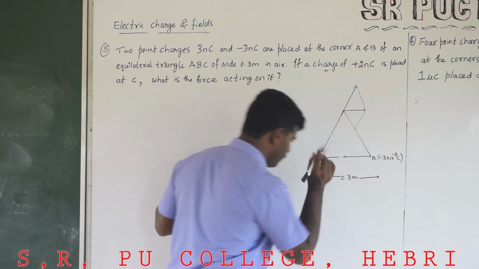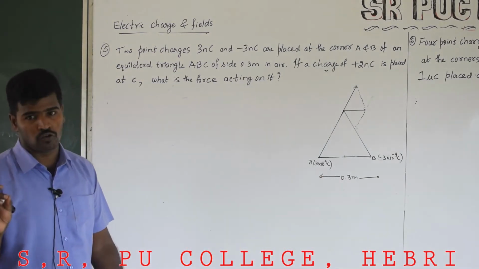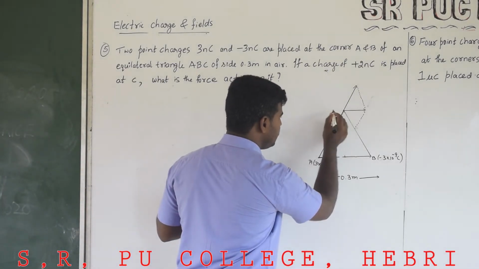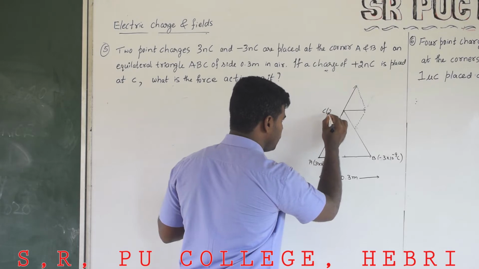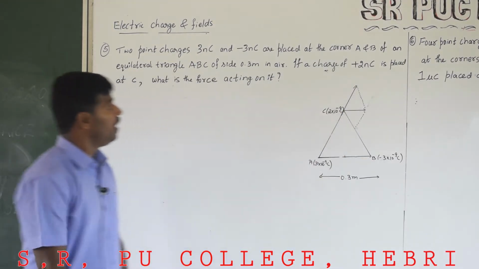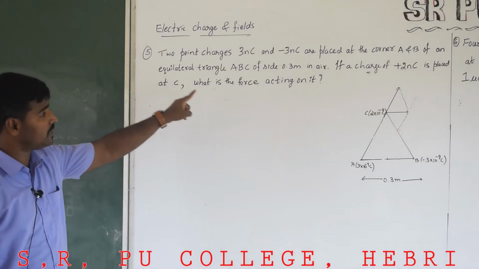The sides are given as 0.3 meter. If a charge of plus 2 nanocoulomb is placed at C, this point is considered as C. The charge placed at C is 2 into 10 raised to the power minus 9 coulomb. If a charge of plus 2 nanocoulomb is placed at C, what is the force acting on it?